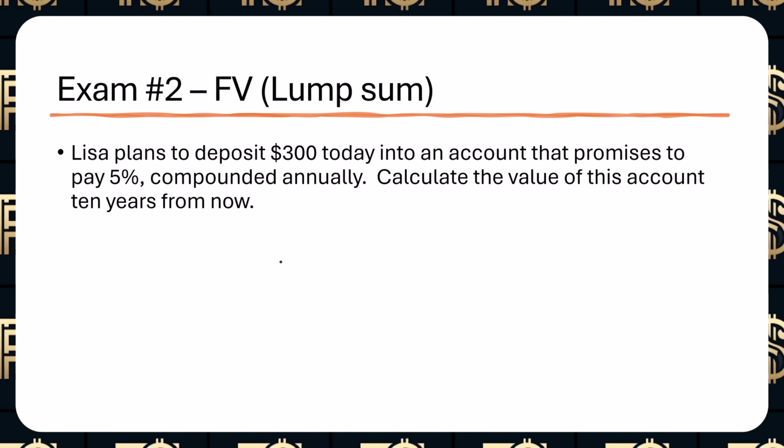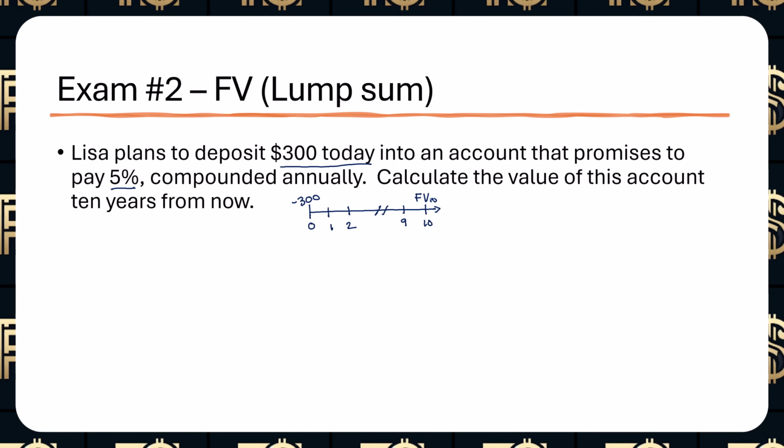Okay, next question. Lisa plans to deposit $300 today into an account that promises to pay 5% compounded annually. Calculate the value of this account exactly 10 years from now. In this problem, she is going to deposit $300, so we're going to put a negative sign in front of it because our cash flows have to have a story, and the story is she's going to deposit this into an account, that's an outflow. And we want to know the value of this account exactly 10 years from today. So we are looking for FV10.